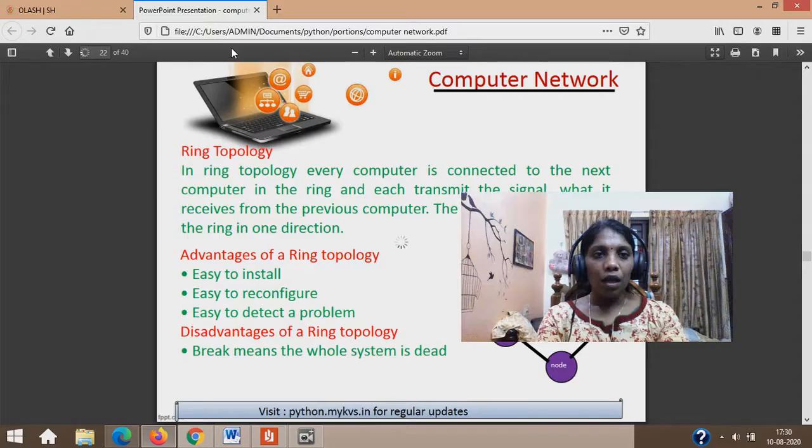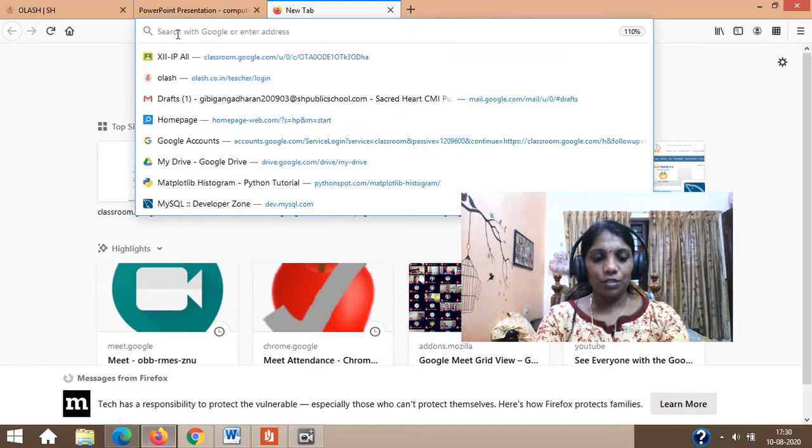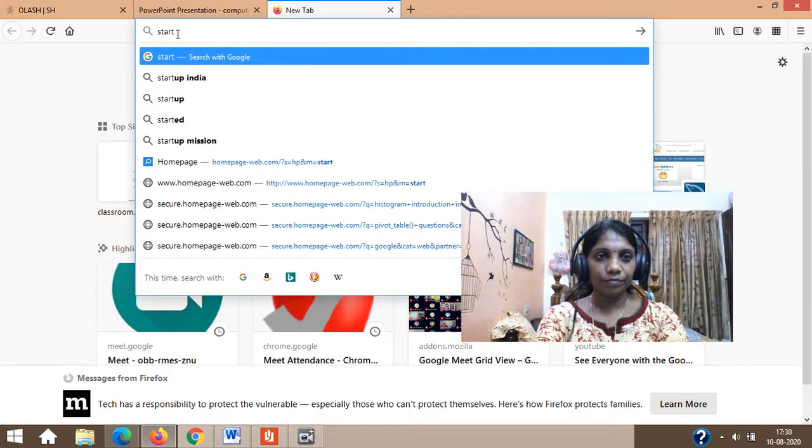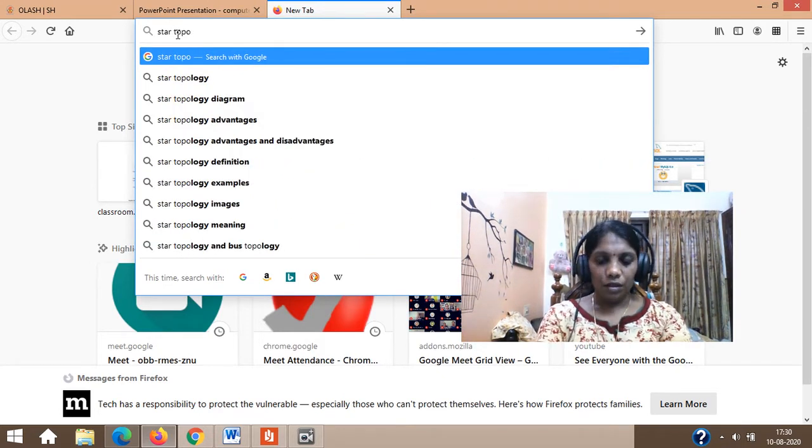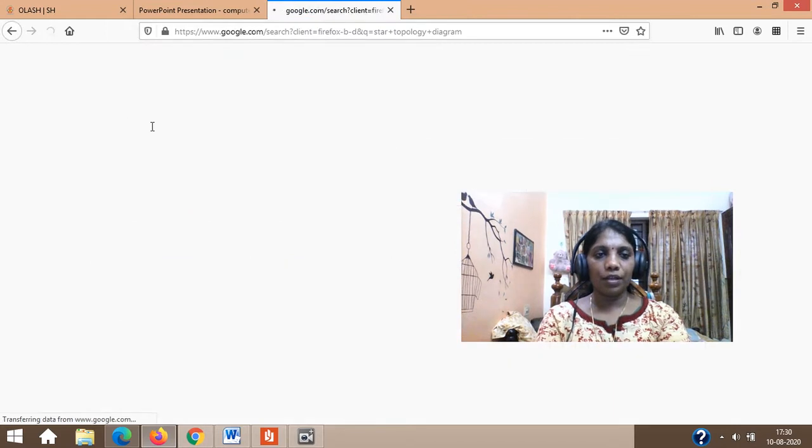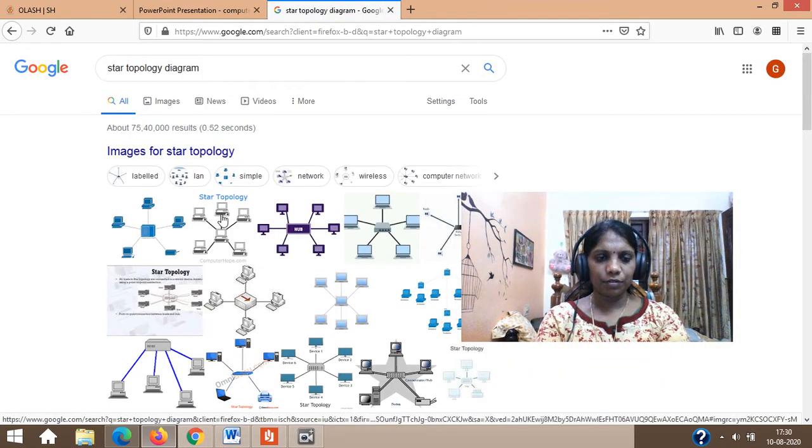Okay. Let's see whether definitely there will be some topology good design works. So we will just type here star topology diagrams, and here we are with the best diagrams we have.